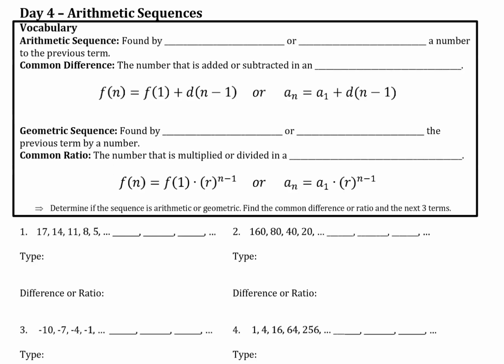Today we're going to talk first about arithmetic sequences. Arithmetic sequences are found by adding and/or subtracting a number from the previous term. A common difference is the number that is added or subtracted in an arithmetic sequence.